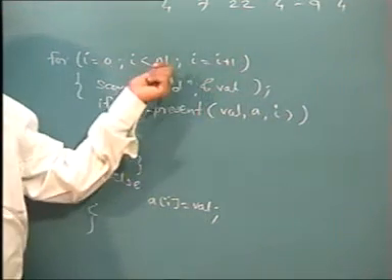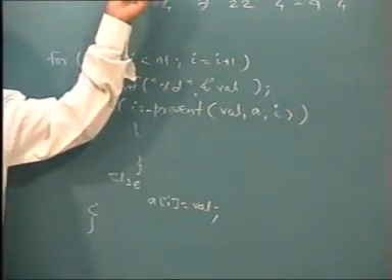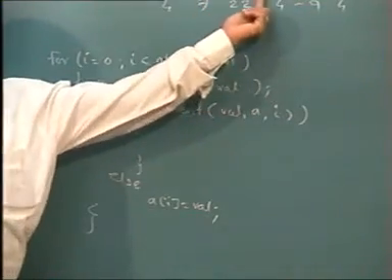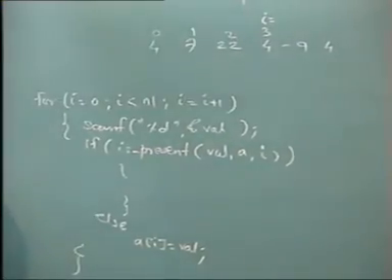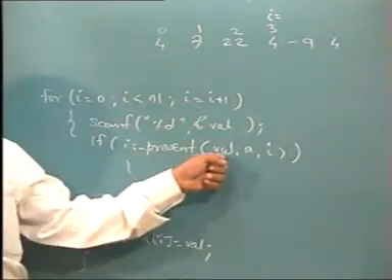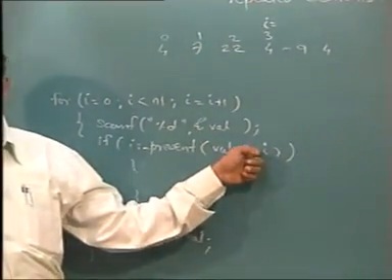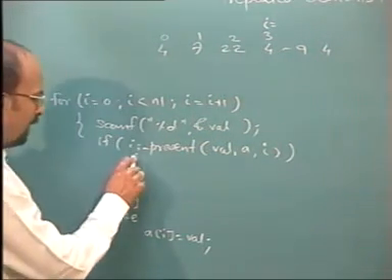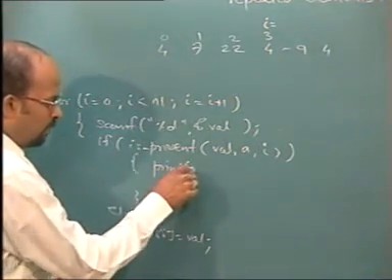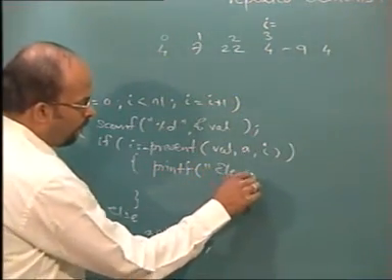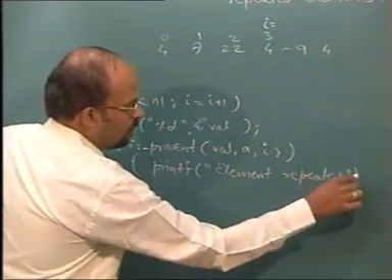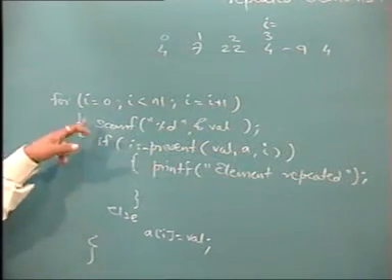See, I am at position I, that means I elements are already there. Position 4 पे होने का मतलब है 4 elements पहले से है. Position 3 पे होने का मतलब है 3 elements are already there because we are starting with 0. So I will just check if it is present in array A, which is right now having I elements. What should I do? I should first of all say that error. I will first of all say element repeated. And I will have to again come back to read.